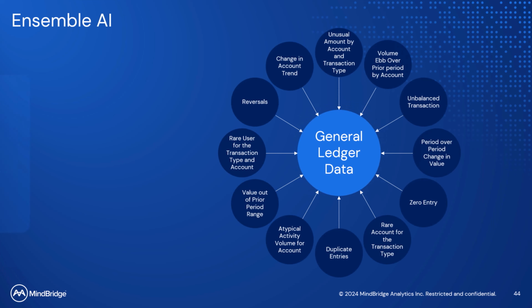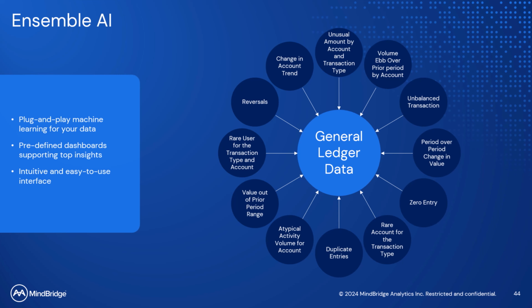This visual represents how MindBridge uses an automated analysis powered by an Ensemble AI to risk score every transaction in your general ledger. By running multiple tests simultaneously, like identifying unusual amounts, duplicate entries, reversals, and rare user or account activity, MindBridge is providing a comprehensive view of risk. This automated approach eliminates manual efforts, ensures consistency, and delivers actionable insights quickly so you can focus on those high-risk areas with confidence.